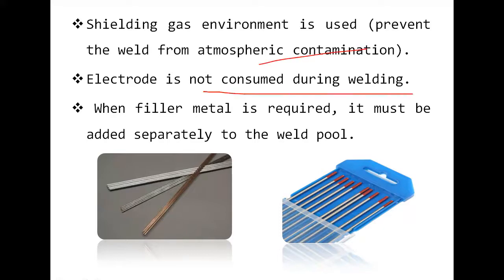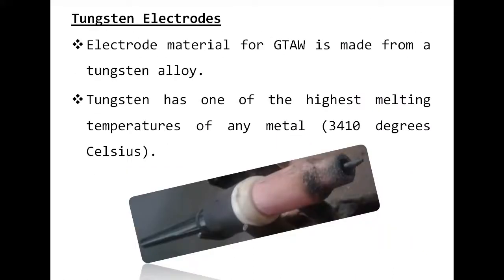The electrode is not consumed during welding. In shielded metal arc welding, the electrode is consumable. Here the tungsten electrode is non-consumed, used only to pass the electric arc from the end of the tip. When filler metal is required, it must be added separately. This is the tungsten electrode and this is the nozzle cup.